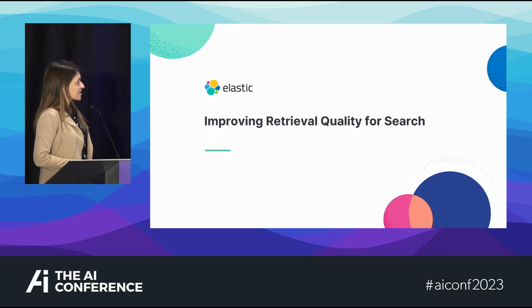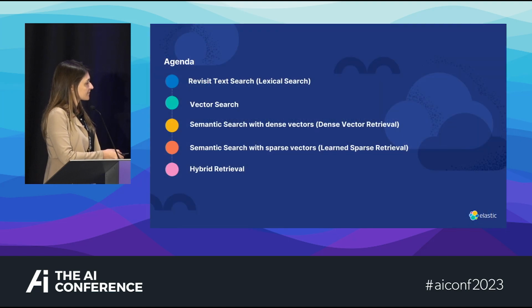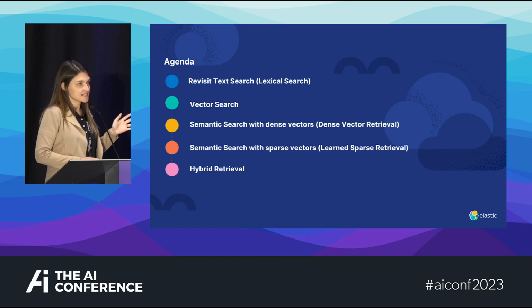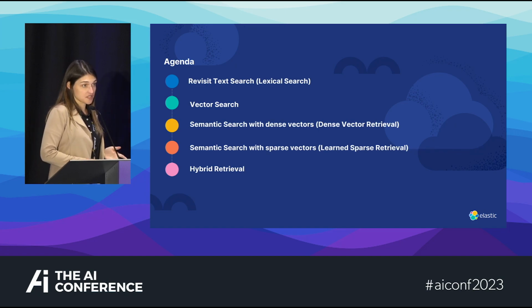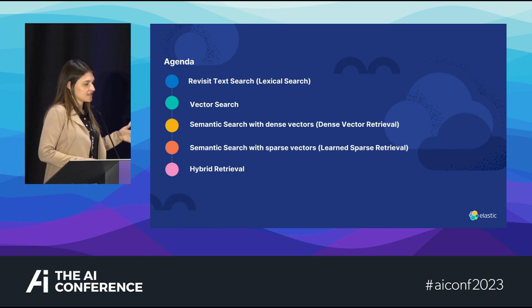Okay, so today, as mentioned, we are going to talk about improving retrieval quality for search. And this is the agenda. We'll start by revisiting text search, known as lexical search. Then we'll talk about vector search. I'll introduce it to you. Then semantic search with dense vectors, then with sparse vectors, more specifically, learned sparse retrieval. And then finally, we'll talk about hybrid retrieval.